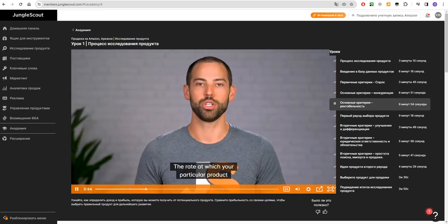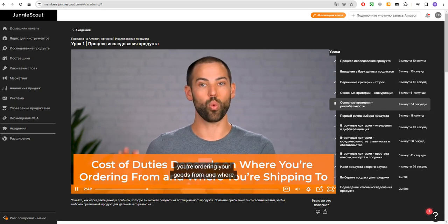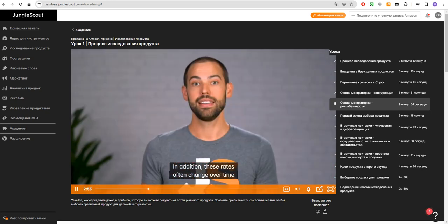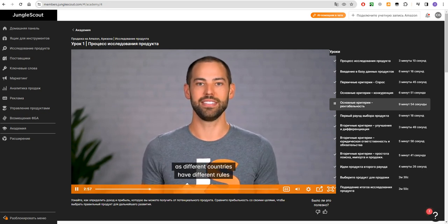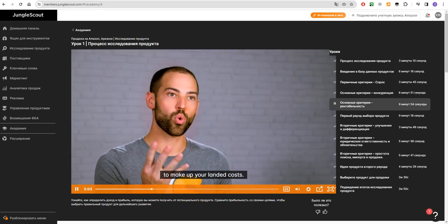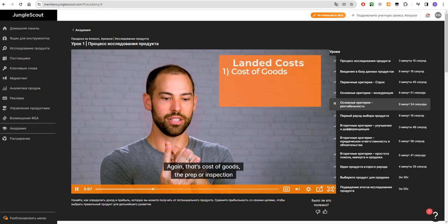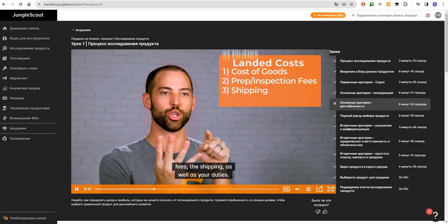The rate at which your product is taxed with duties depends on where you're ordering your goods from and where they're being shipped to. In addition, these rates often change over time as different countries have different rules about importing and exporting. So these are the 4 items that are going to make up your landed costs. Again, that's cost of goods, the prep or inspection fees, the shipping, as well as your duties.